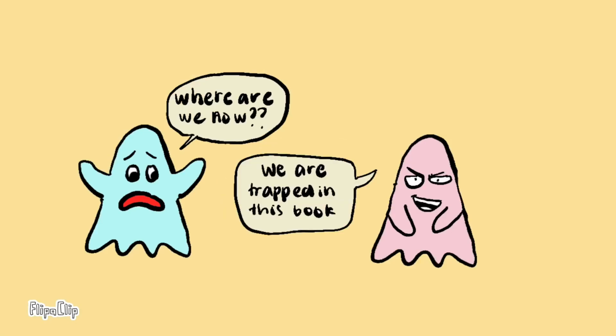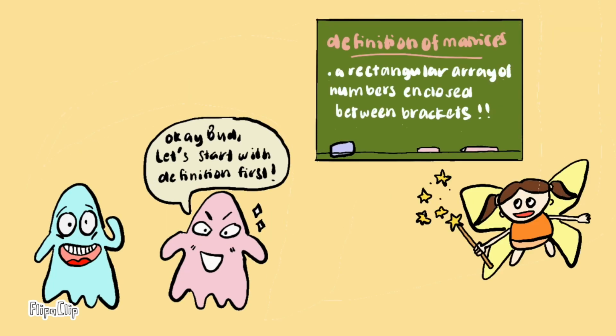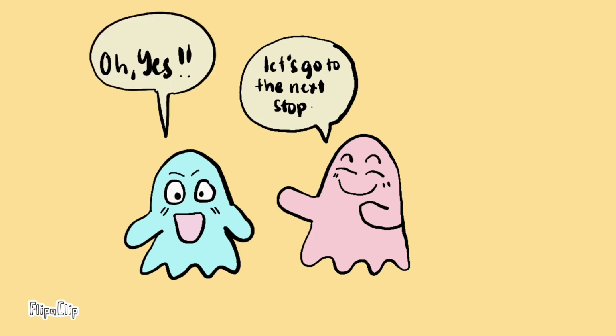Where are we now? We are trapped in this book. Okay, but let's start with the definition first. A matrix is a rectangular array of numbers enclosed between brackets. Let's go to the next stop.